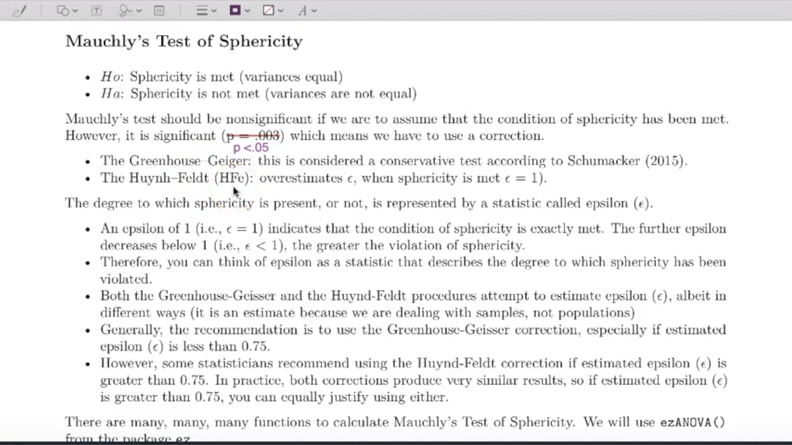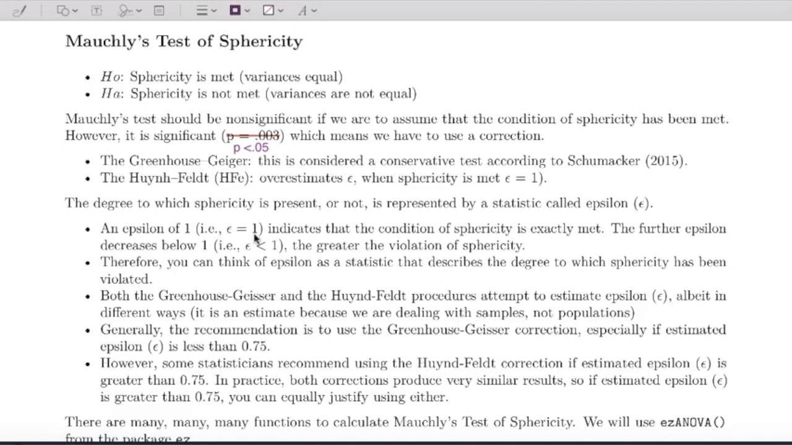They're trying to do the same thing. They're trying to estimate the epsilon. The closer that epsilon is to 1, that means sphericity is perfect and everything's just perfect for your study. That's never going to happen, at least not with real data. You could simulate your data and it would be perfect, but for the most part, it's never going to be that big. The lower it gets, the greater the violation of sphericity.